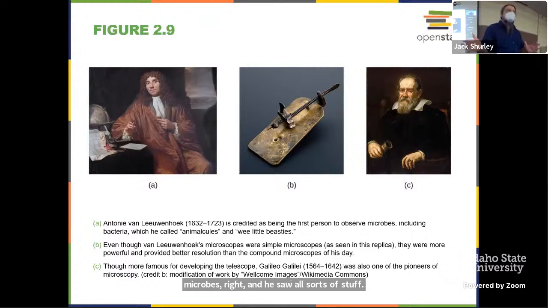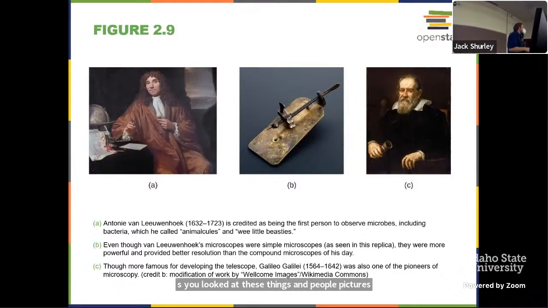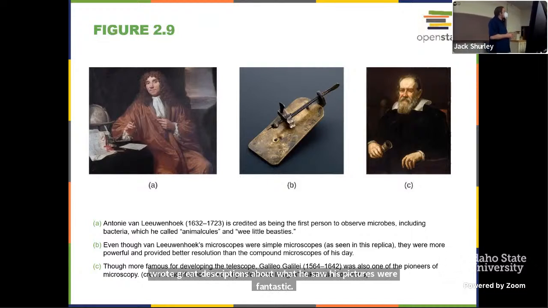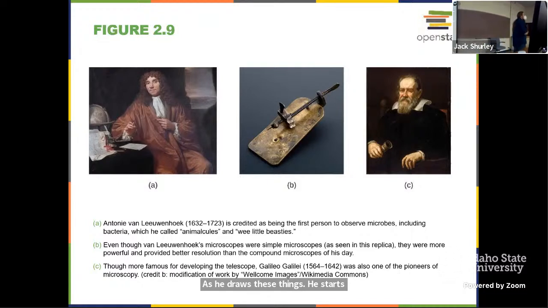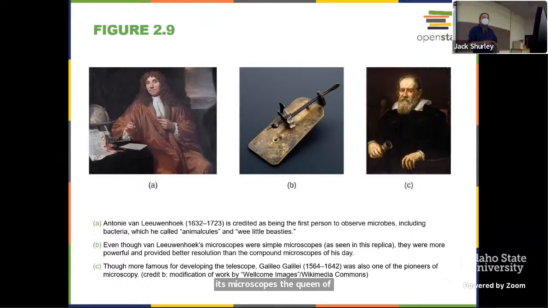Like I said, he's a merchant. He's not a scientist, all right? But he was. He looked at these things and he drew pictures. He wrote great descriptions about what he saw. His pictures were fantastic. As he draws these things, he starts submitting them to the Royal Society. They can't believe that he's able to see these things. All sorts of people start paying him visits to look through his microscopes. The Queen of England comes to see some of his wares. She probably left with some sheets, right? But she wanted to see what sorts of stuff he had found, all right?